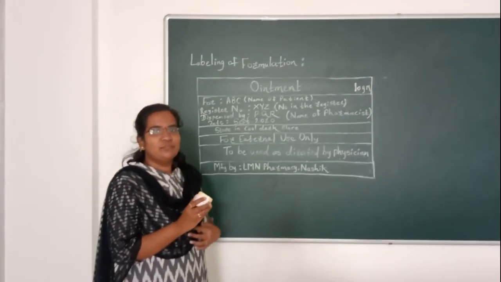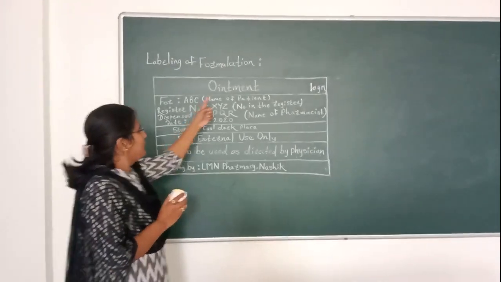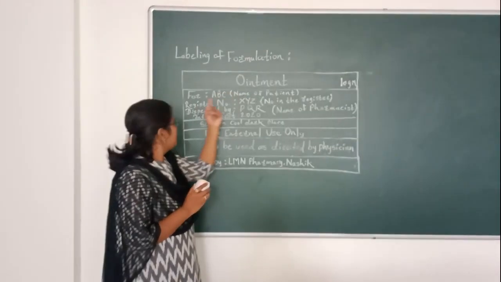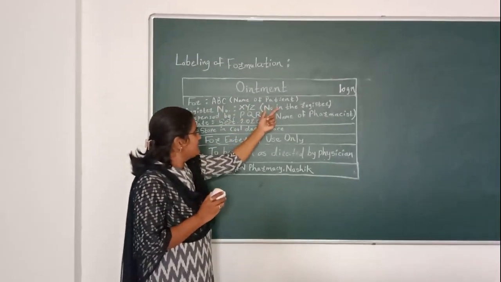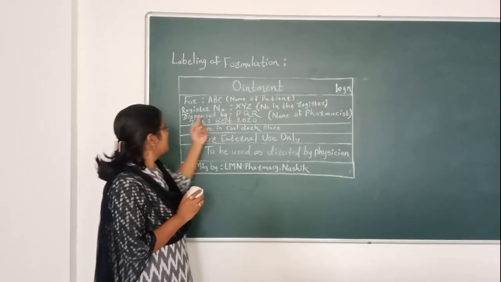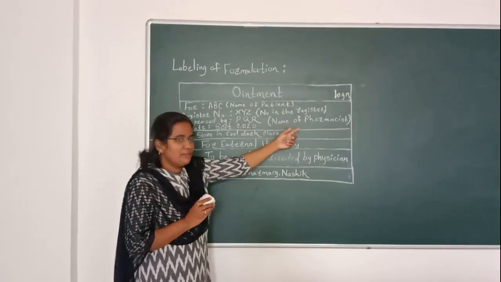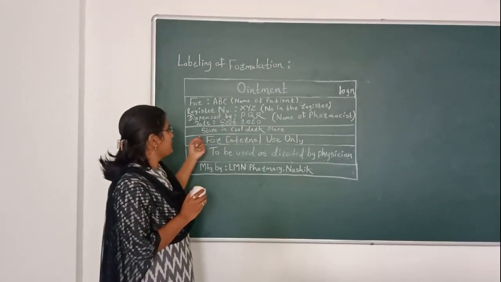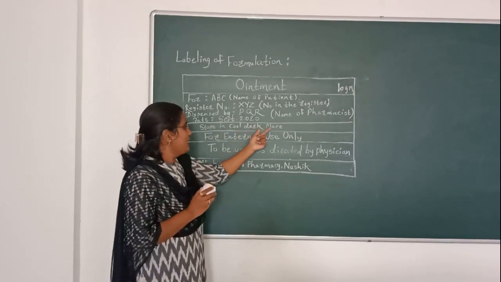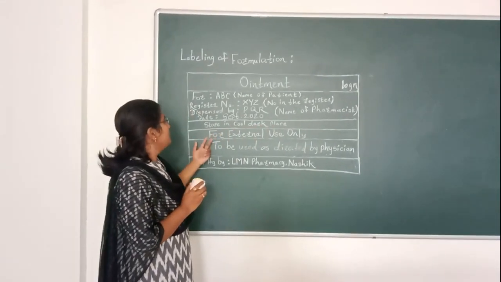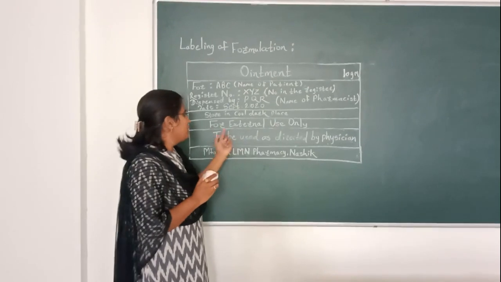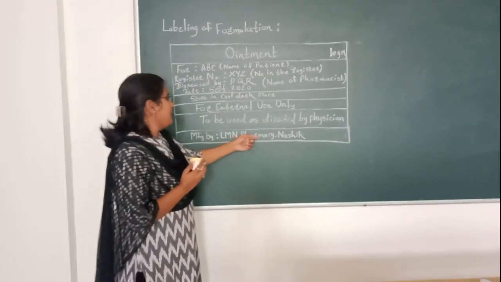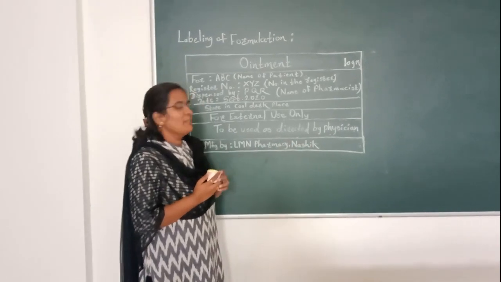So now we will move towards the labeling part. Ointment 10 gram. For ABC, the name of the patient, register number XYZ, which is the number given in the register, dispensed by PQM, the name of the pharmacist, date September 2020, this is the manufacturing date. Store in a cool and dark place, this is the storage condition. For external use only, to be used as directed by physician, manufactured by Element Farms in Nashik.